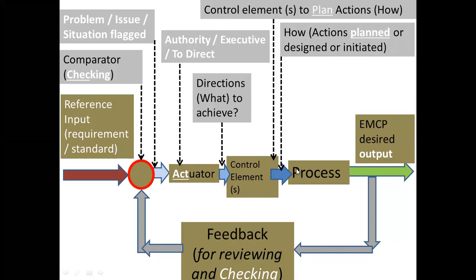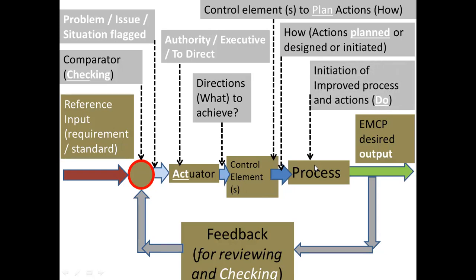See, this two connects, control element and process. In the beginning, these two are separate. How? So actions planned and designed or initiated on the processes to carry out. So initiation of improved process and actions. And this will bring us maybe better results.